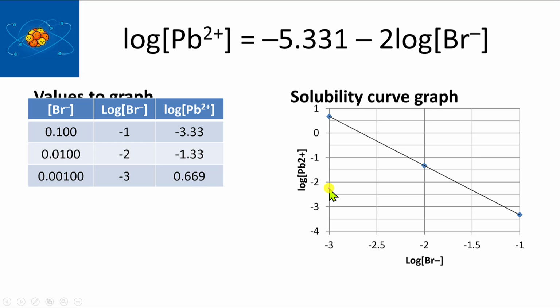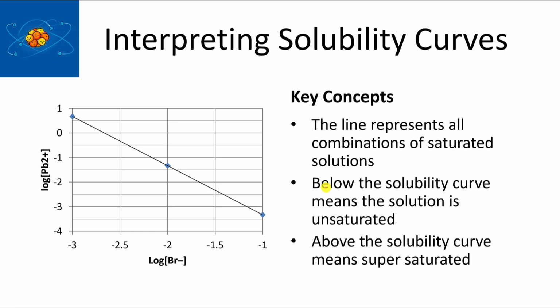So if you wanted to know, for example, let me get to the next graph really quick. The line actually represents all combinations of ion concentrations that are a saturated solution. Okay, and then if you go below, to this side of the line, this is unsaturated. And then above means supersaturated.